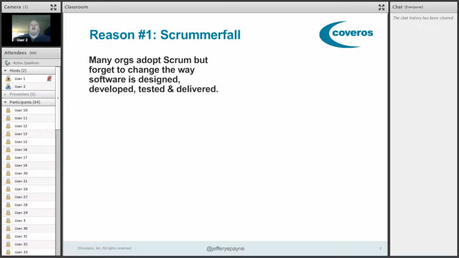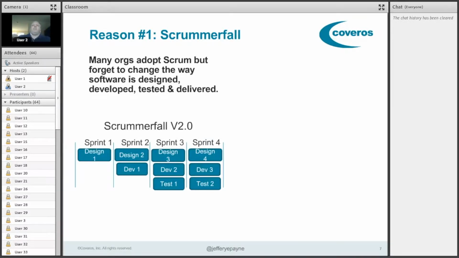And I see this actually quite often. And Scrum Fall 2.0 looks like this. An organization says, well, we couldn't get everything done in our sprint, so here's what we're going to do. In sprint 1, we're going to design a piece of software. And then in sprint 2, we're going to develop that software that we designed in sprint 1. And oh, by the way, since we have some designers sitting around twiddling their thumbs, we're going to have them start designing the next stuff. And then in sprint 3, we're actually going to get around to testing what we built in sprint 2 and what we designed in sprint 1.